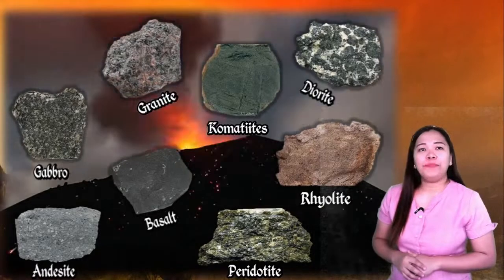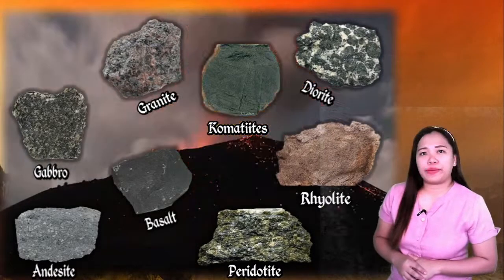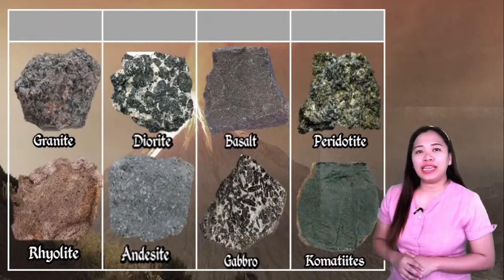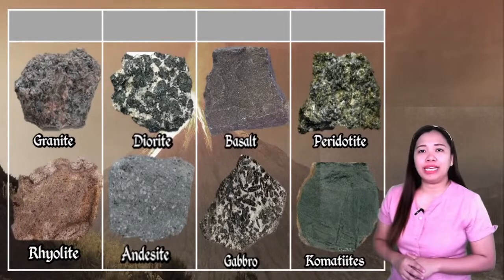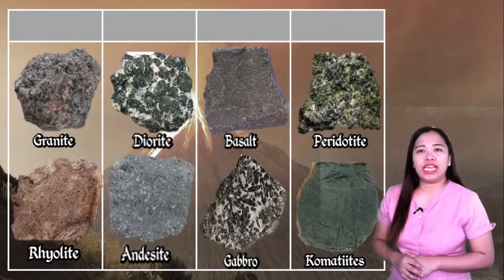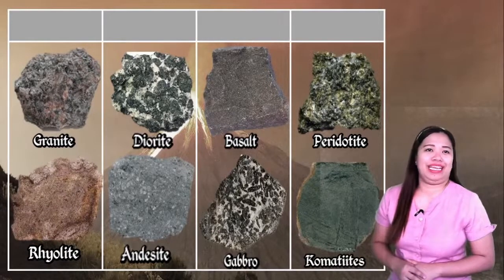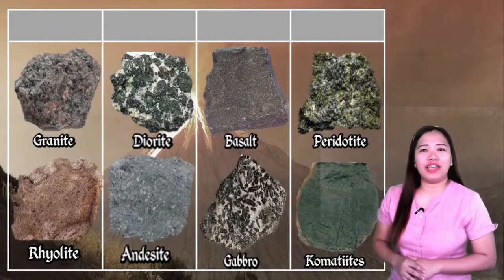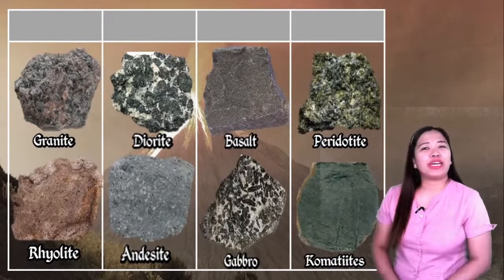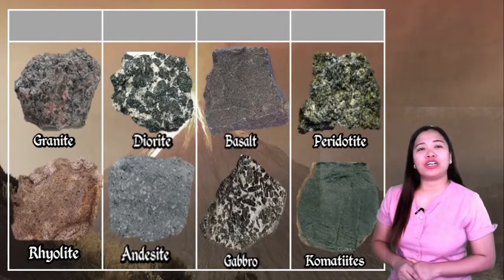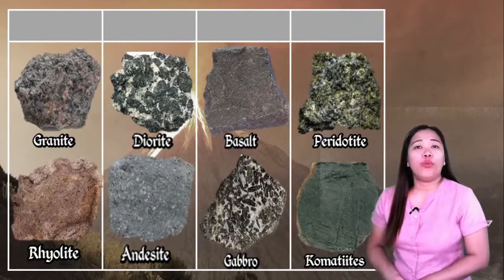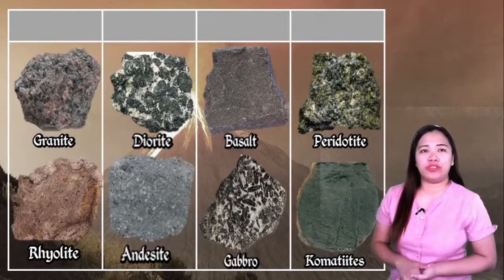Okay, time is up. Let us check if you are correct. If you classified granite and rhyolite, diorite and andesite, gabbro and basalt, and peridotite and komatiite together, then you did an excellent job because that is the correct classification. If you notice, rocks under a similar group are almost the same in terms of color. This is because these rocks have the same mineral composition and proportion, which is another way of grouping igneous rocks.